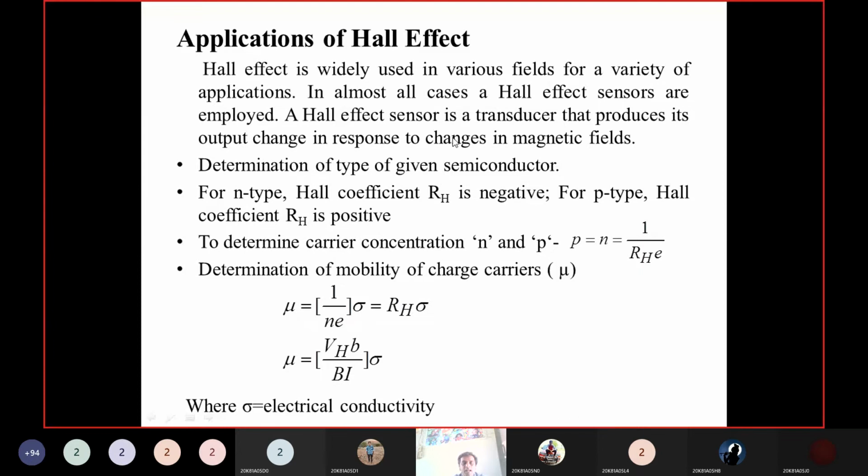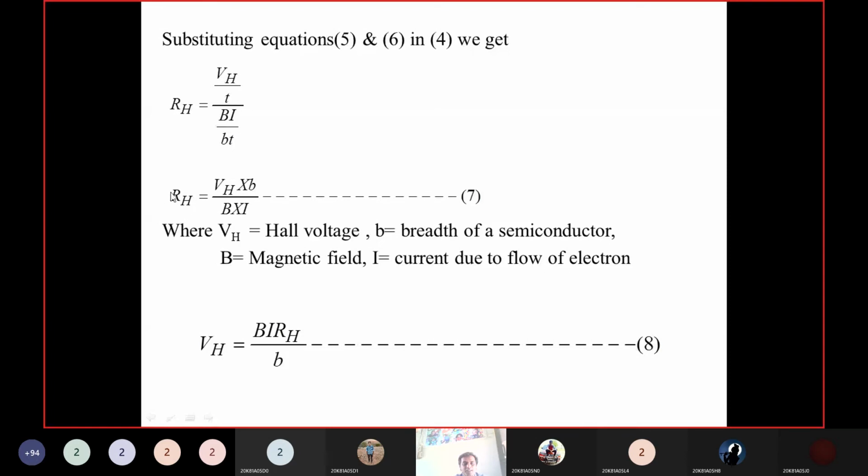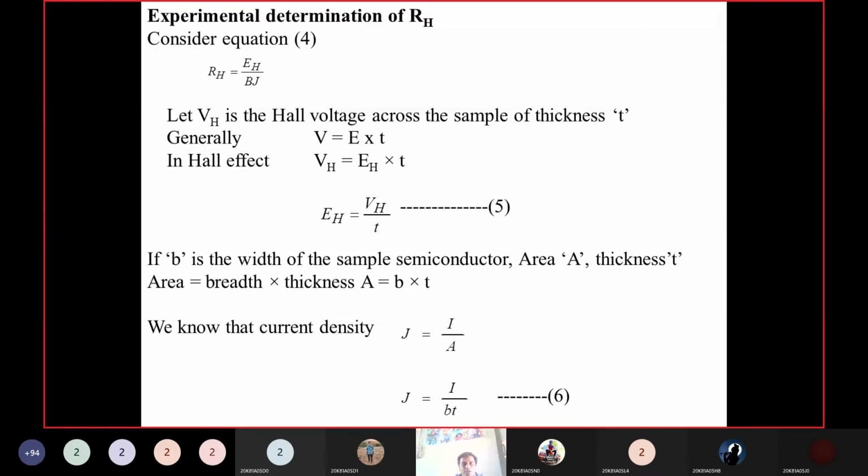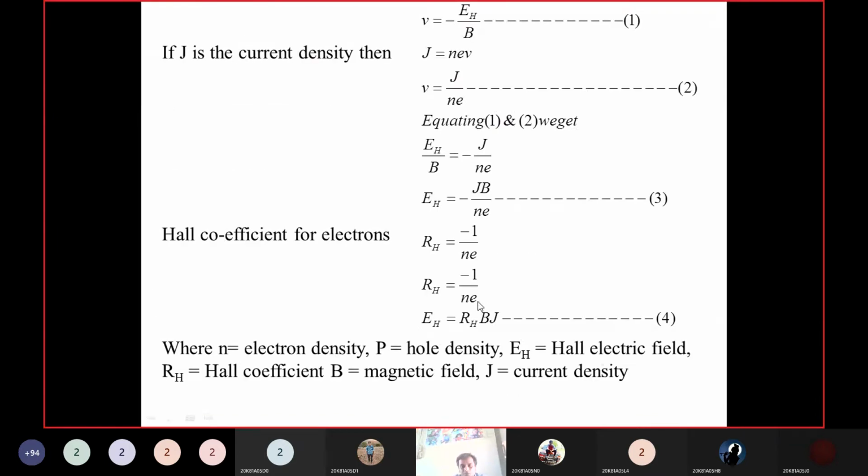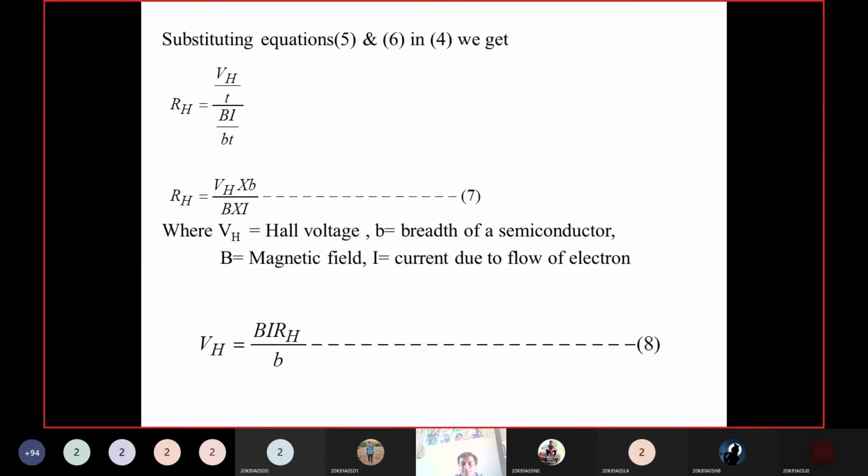And the determination of the type of a given semiconductor. Okay, so it depends on the type of semiconductor. Based on the RH value, if RH is positive, it is one type of semiconductor, and if RH is negative, it is the other type. The formula is RH is equal to minus 1 by Ne. Here N is the density of electrons. If you take holes, instead of N we take P. In that case the minus will not come, so RH is equal to 1 by P into E. In case of electrons, RH will be negative. In case of holes, RH will be positive.